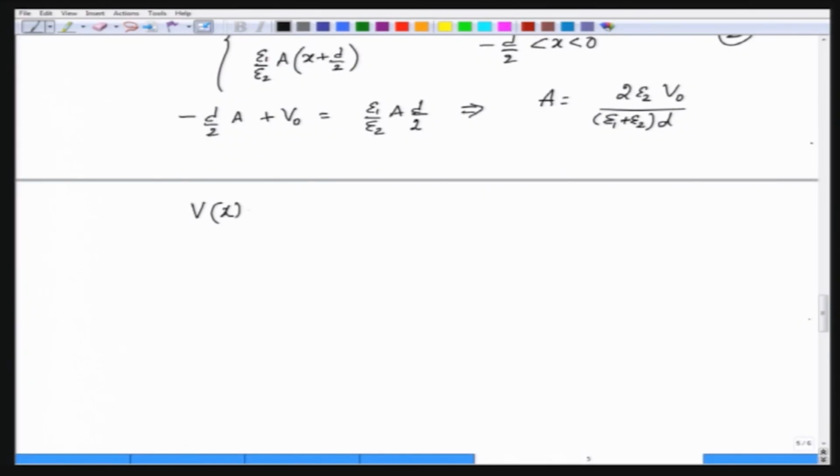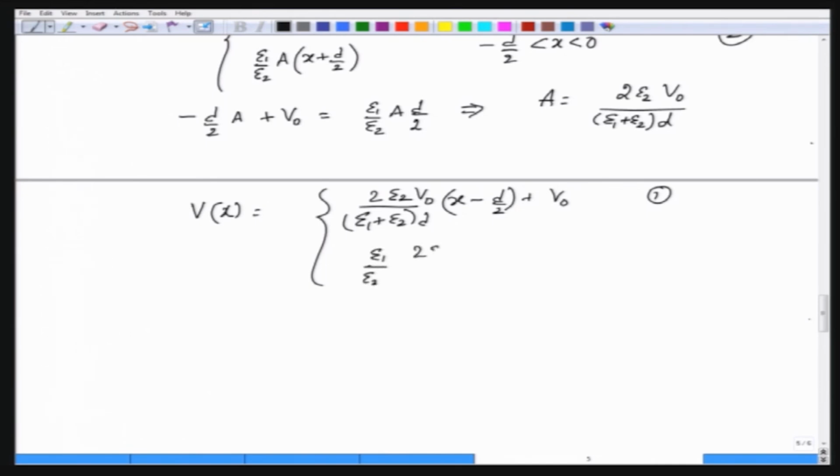So, I have V of x is equal to 2 epsilon 2 V0 divided by (epsilon 1 plus epsilon 2) into d, times (x minus d by 2) plus V0 in region 1, and the solution in region 2 is epsilon 1 by epsilon 2 times A.